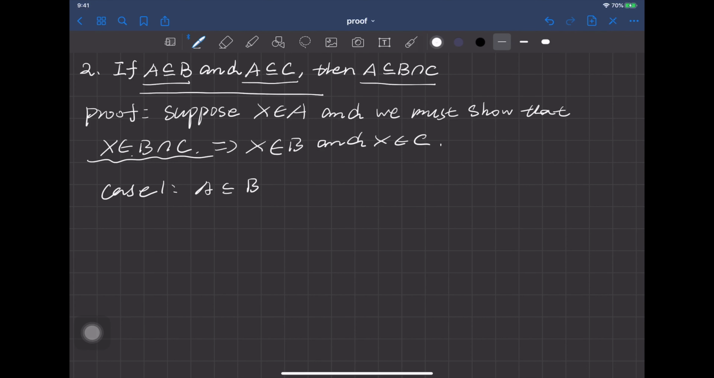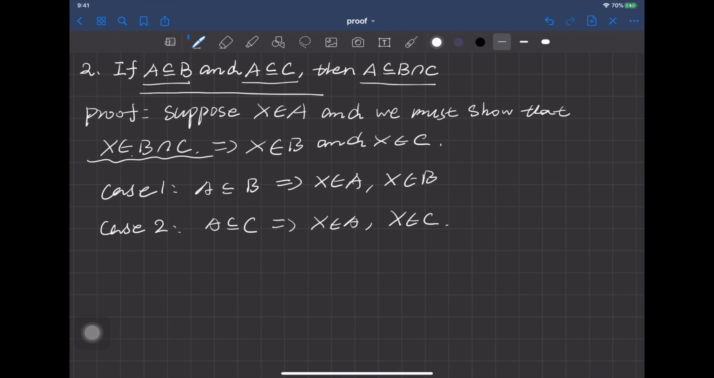Because A is a subset of B, every element of A is also an element of B. So if X is an element of A, then X is also an element of B, because A is a subset of B. And because A is a subset of C, X is also an element of C.